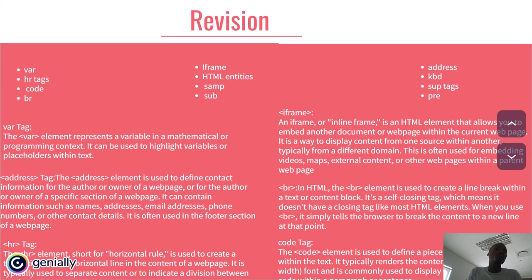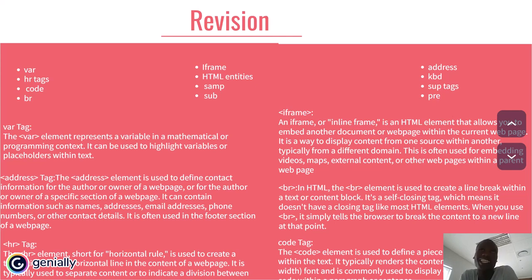So moving on, we got the HR tag. The HR element, short for horizontal rule, is used to create a horizontal line in the content of a web page. It is typically used to separate content or to indicate a division between content. Yeah, it gives you the horizontal line. Even in the video that we were playing, they were using the HR.